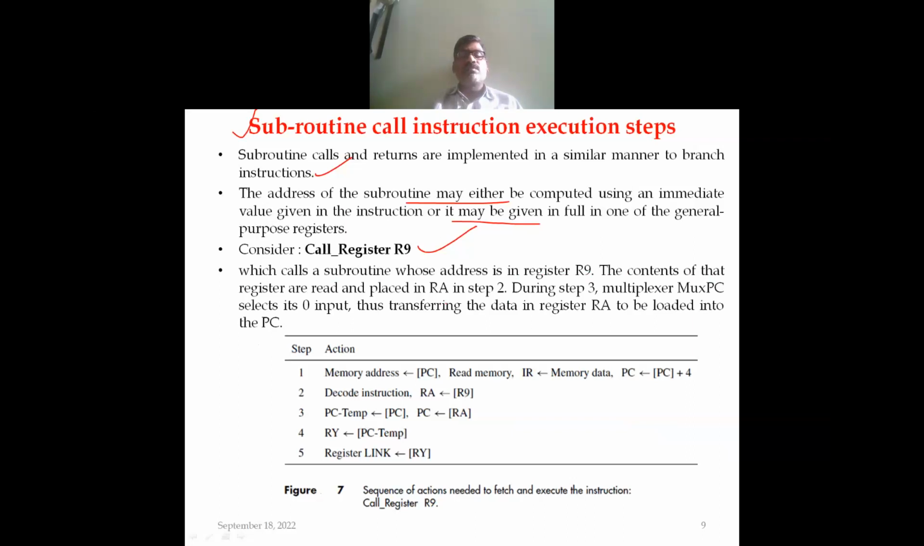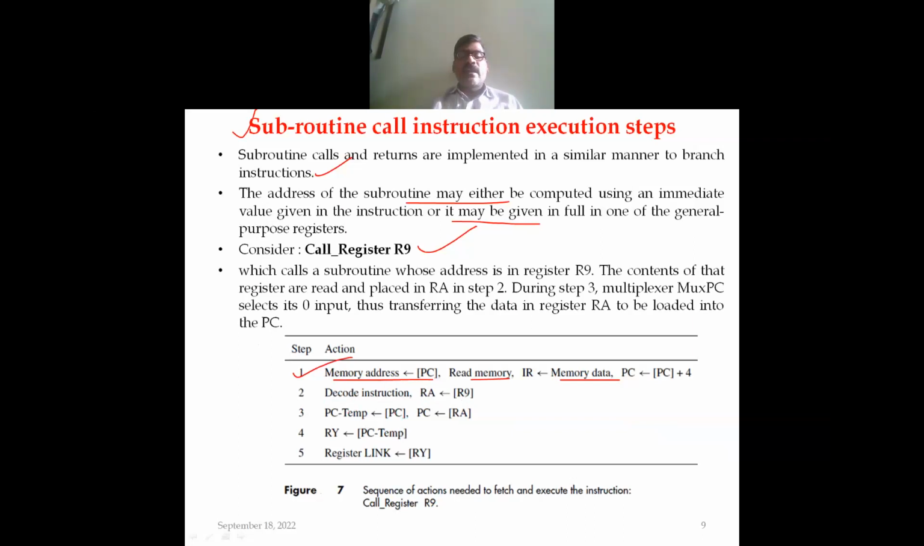So the contents of that register are read and placed in RA in step 2. During step 3, multiplexer MUX PC selects its 0 input, thus transferring the data in register RA to be loaded into the PC. Fine. So memory address, PC is loaded, memory, and that memory data into IR. So this instruction's first step is as usual. Second step, decode the instruction, then contents of R9 will be read into RA.